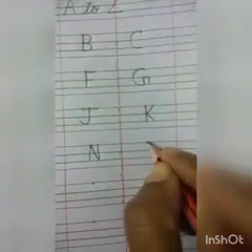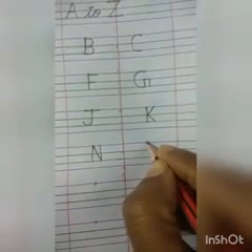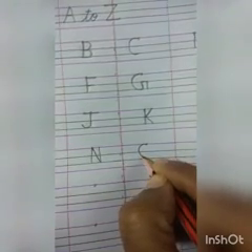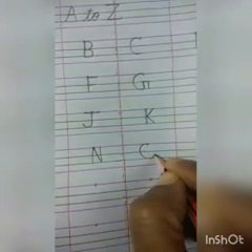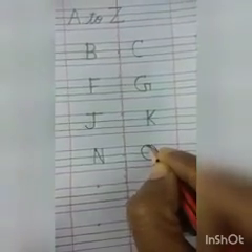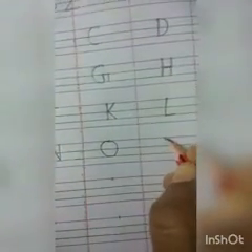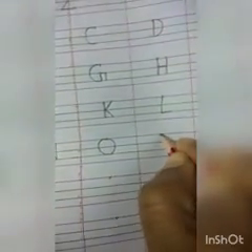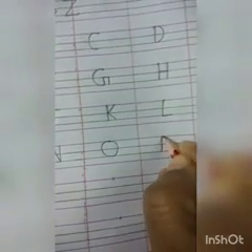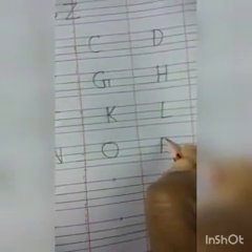This is letter N. The next letter will be letter O. It will start from the first line, make a left side curve, then continue with that curve, make a right side curve and join it. This is letter O. Next letter will be letter P. Make standing line. Yes, very good. Then make one half curve till the second line. This is letter P.